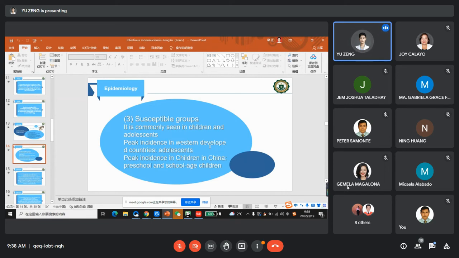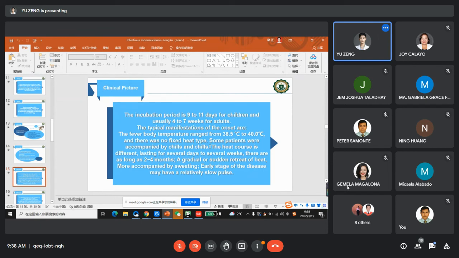And then we'll talk about the susceptible groups. It is commonly seen in children and adolescents. Peak incidence in Western developed countries would be mainly in adolescents, and in China it would be preschool and school-age children. The incubation period is 9 to 11 days for children and usually 4 to 7 weeks for adults.